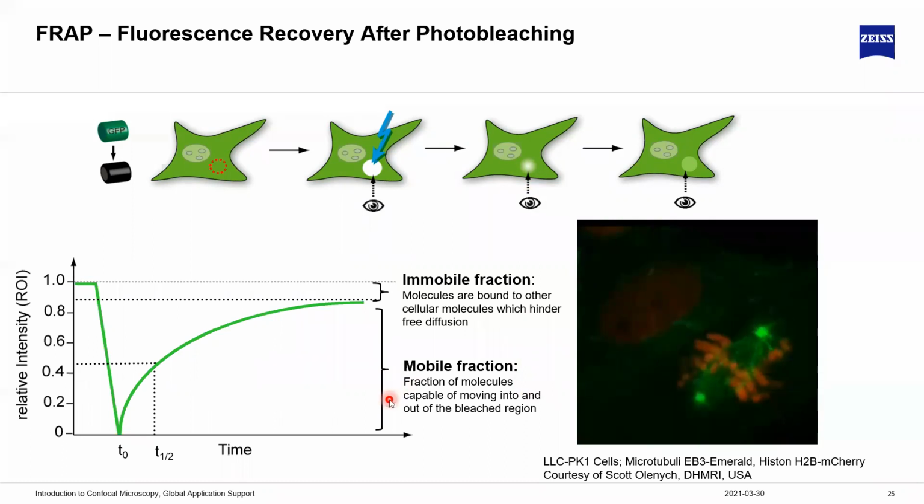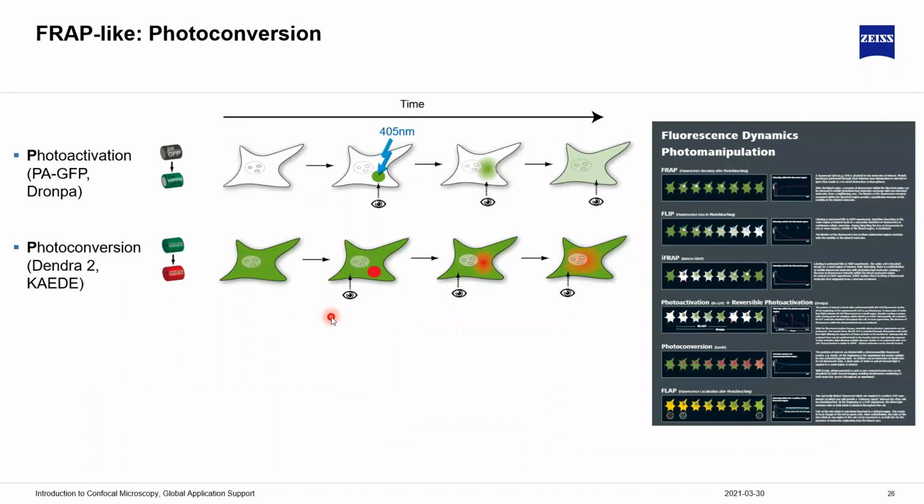So you can have different information after that. You can get the information: what is the immobile fraction of my protein of interest? What is the mobile fraction? How fast is this happening, and so on. There are many different photo manipulation techniques, all based basically on the same idea as FRAP.